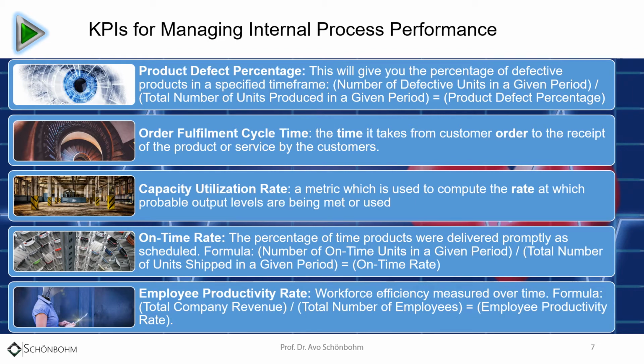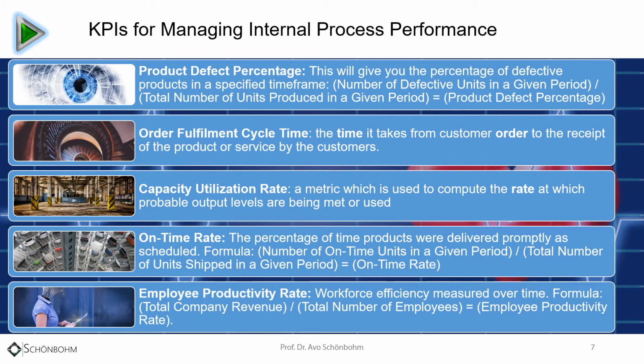The on-time rate, number 4. The percentage of time products were delivered promptly as scheduled. We all know what that means, right? But sending in your homework on time, or delivering a product on time, can be a real challenge. Not measuring it because it's convenient would be an issue.